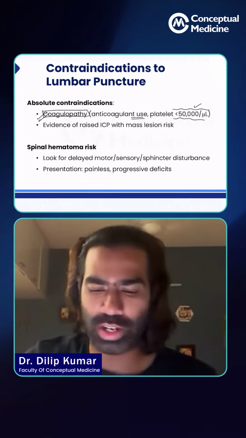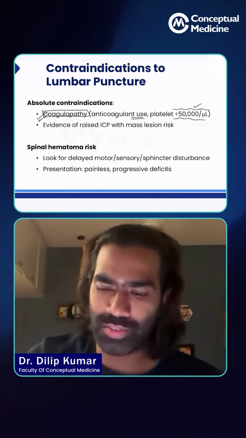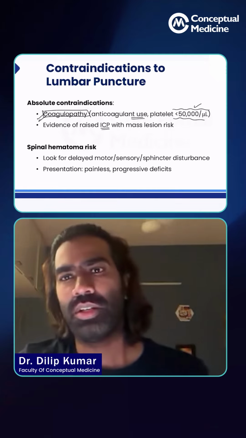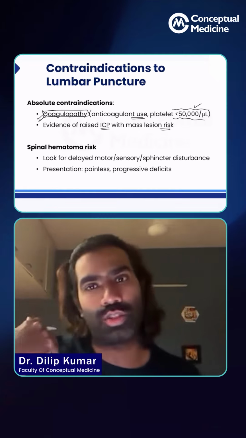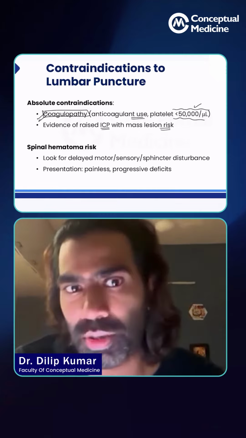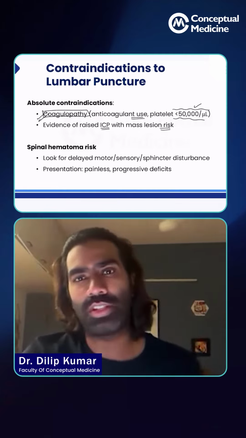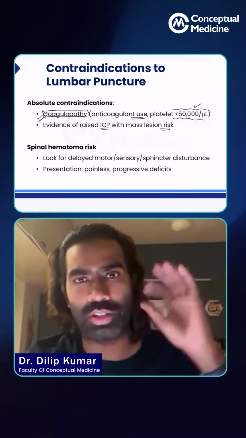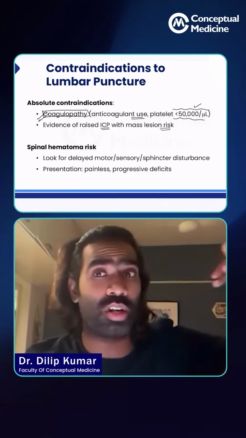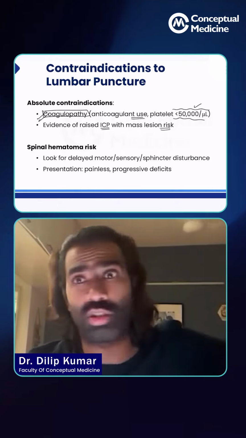Number one, always coagulopathy. In patients who have evidence of raised ICP, if that is because of a mass lesion, there is a risk of tonsillar herniation. So that is also going to be a contraindication for lumbar puncture. Any raised ICP feature with a mass lesion in the brain, you cannot poke the spine, because it's going to result in herniation, because water is going to move from a region of higher pressure to a region of lower pressure.